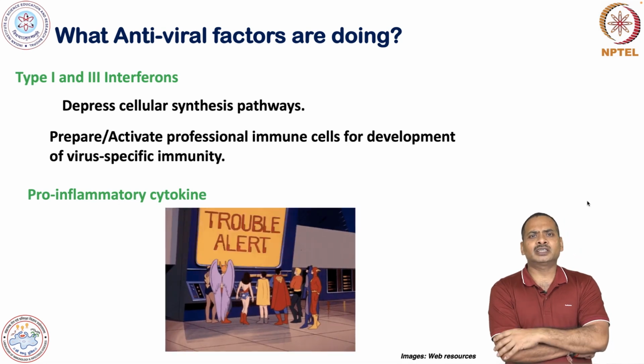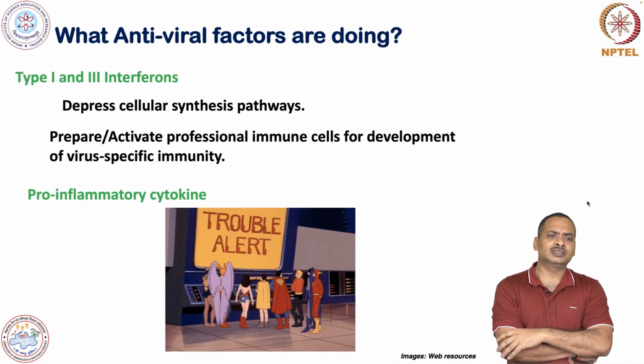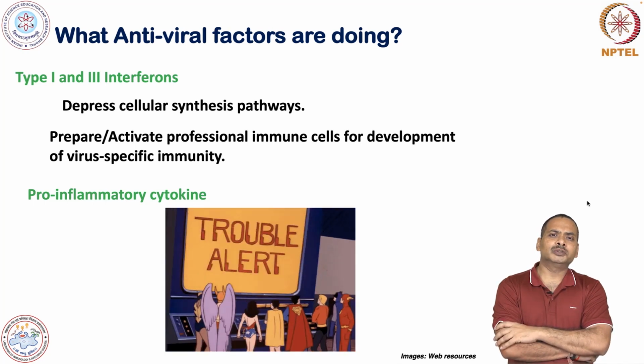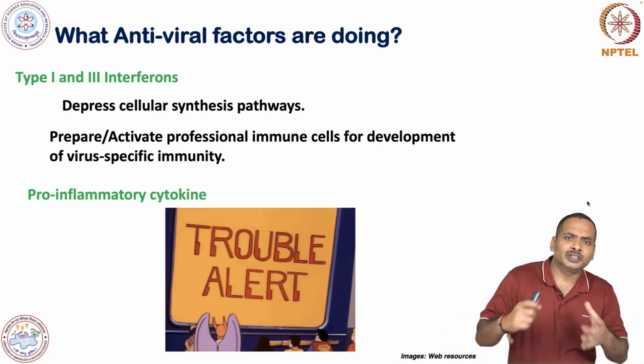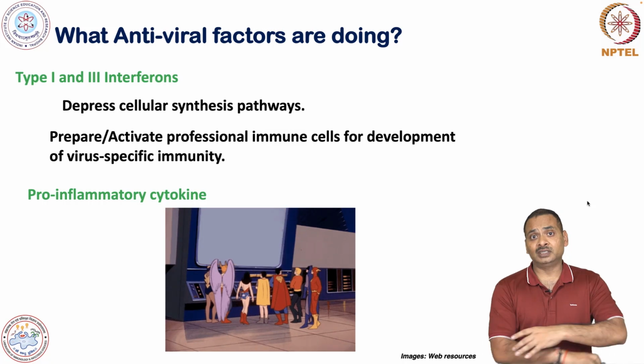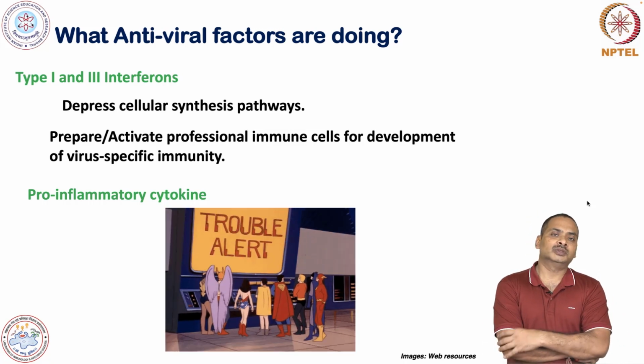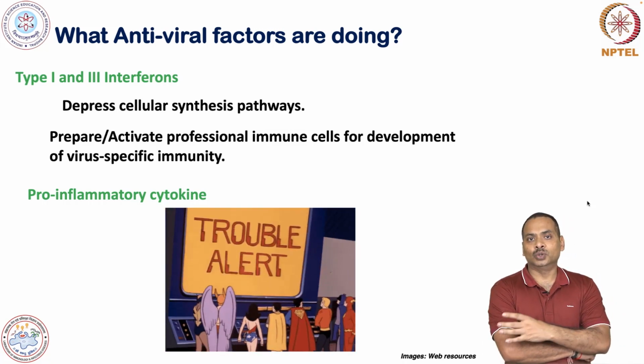Inflammatory cytokine is a kind of alert system, and when inflammatory cytokines are produced, there will be a recruitment of immune cells at the site of infection. It could be systemic, it could be localized.